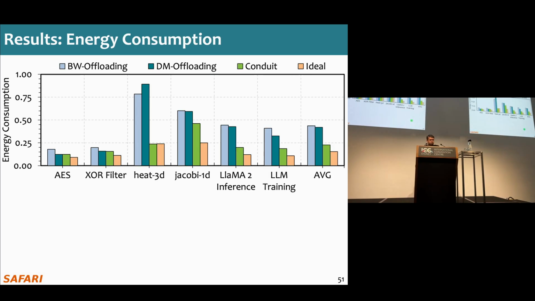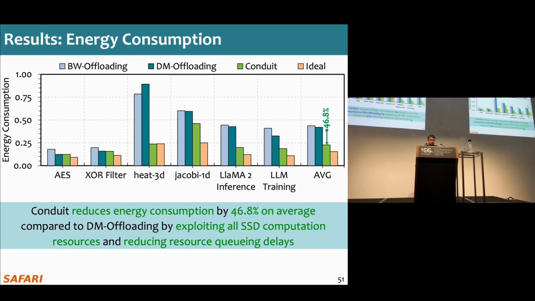Then we look at energy consumption, and we see similar benefits here. Conduit reduces energy consumption by 46% on average compared to DM offloading, and this is by reducing resource queuing delays and improving the execution time. It also provides 68% of the energy efficiency of the ideal approach.